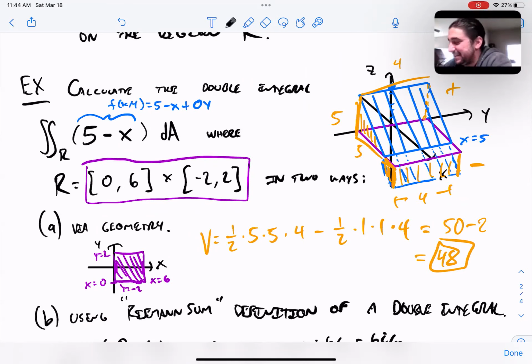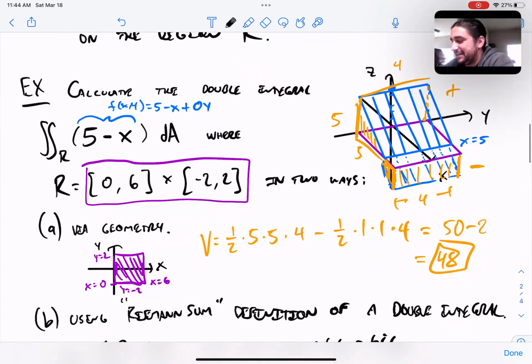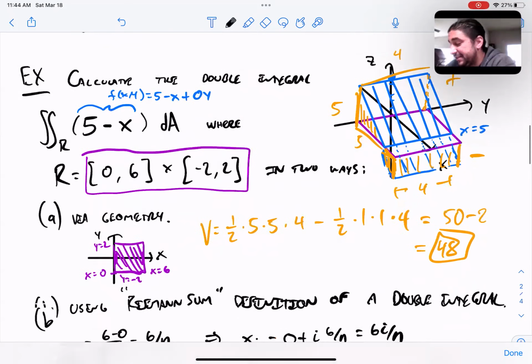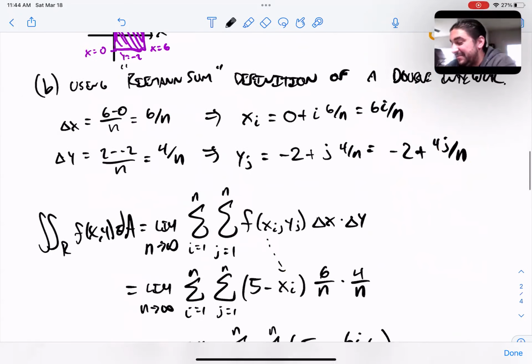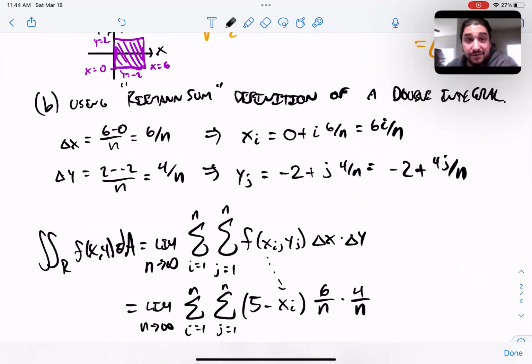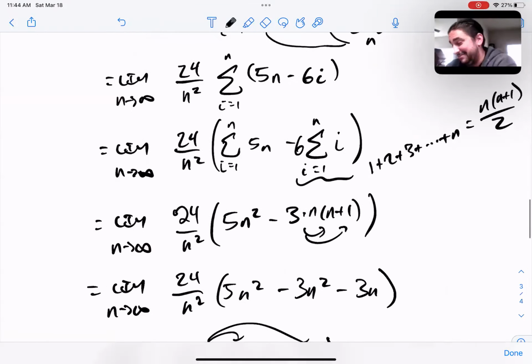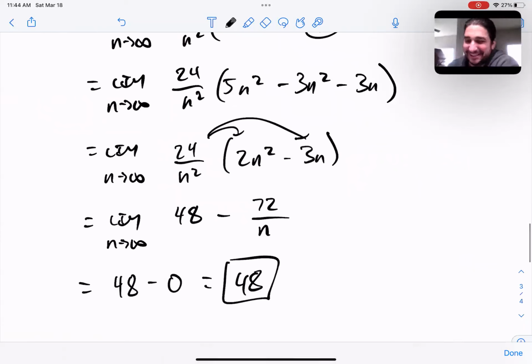But hopefully this gives you a sense at least of what a double integral is geometrically, the signed volume under the surface, and also how it's defined very rigorously using something very analogous to a Riemann sum, and how it can sometimes be calculated. Great, thank you.